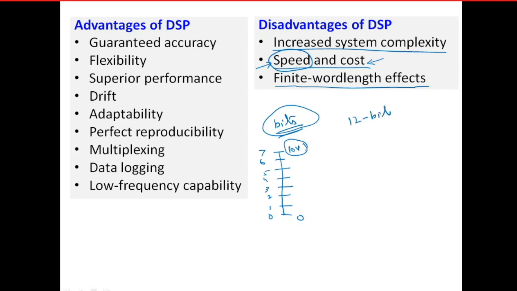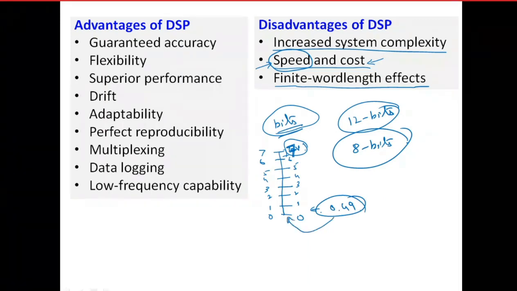The 12 bit digital processor is better than the 8 bit processor. Okay, why? Suppose we break it into 7 volts. Let us take this as 7 volts for ease of understanding. So I have broken down 0 to 7 volts into 8 levels. So I have 0 volt, 1 volt, 2 volt, 3 volt, 4, 5, 6, and 7. Suppose there is a value in between 0 and 1, say 0.49. Now this will be rounded off to 0. And if it is 0.5, it will be rounded off to 1.